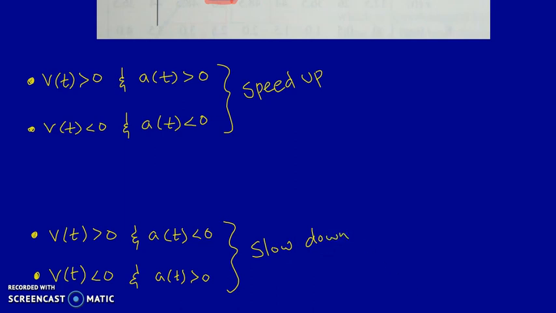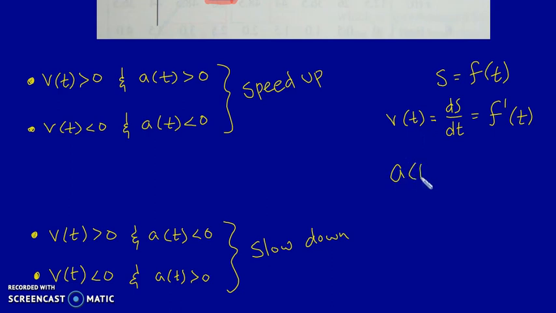Now, I know I haven't talked much about acceleration, only velocity. And I mentioned that if you're given the position function s equals f of t, then velocity is the derivative of the position function s with respect to time, or f prime of t. So the velocity is the derivative of the position function. Acceleration is going to be the derivative of velocity.